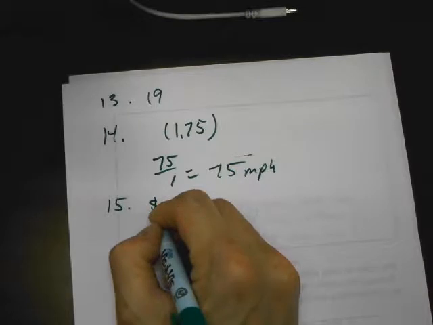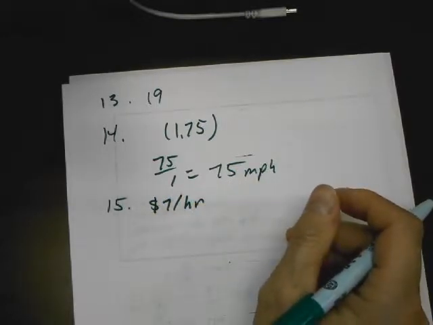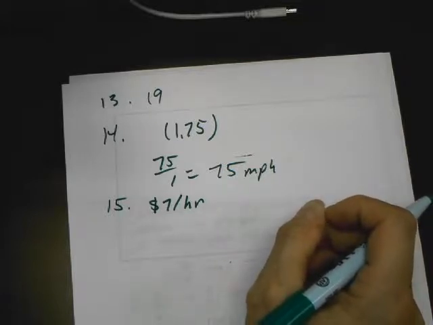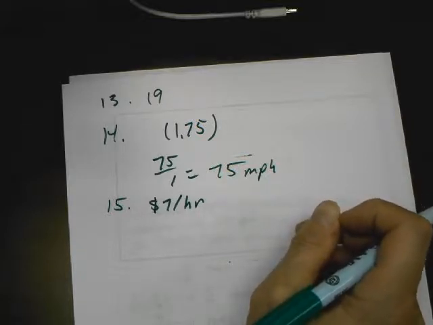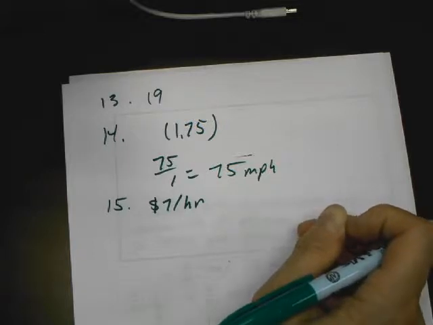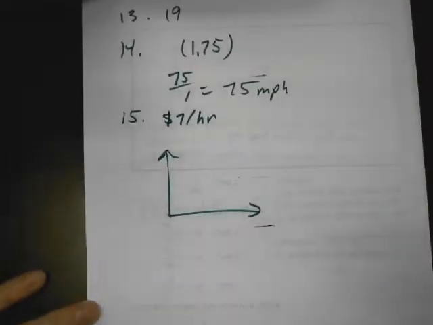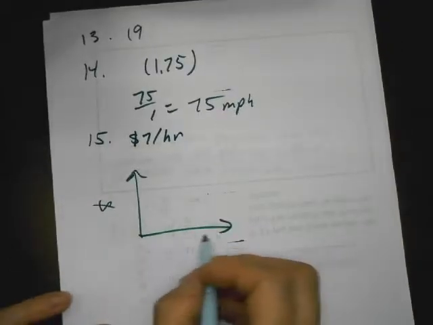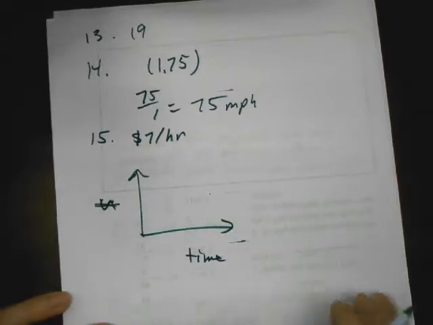Number 15. Juan earns $7 per hour. That's his unit rate. At his job. Which ordered pair would not appear on a graph showing how much Juan earns in x hours? So if it's on a graph, you're not going to have to do all this work. I'm just explaining this. If it's on a graph, remember, money's on top. Money goes over here. Time is x, time always goes down here. This is a money symbol if you're wondering.